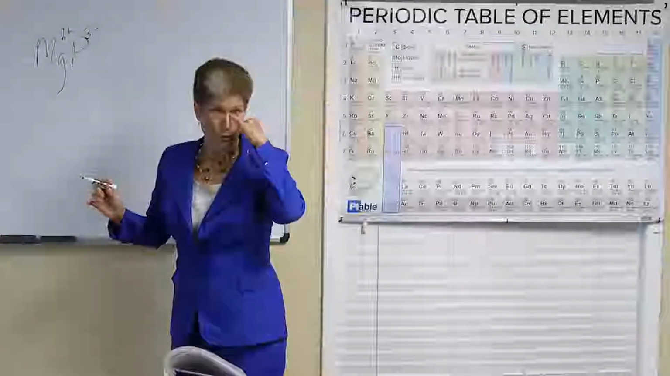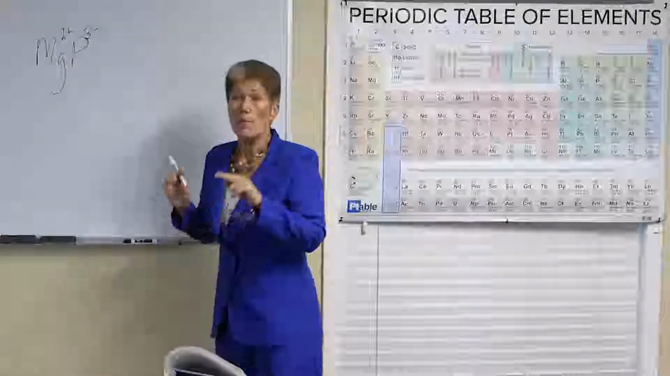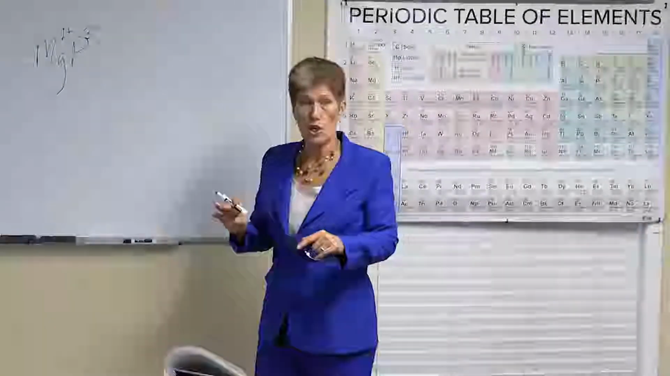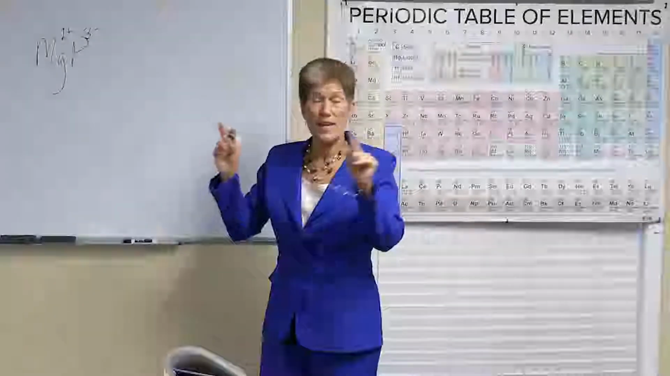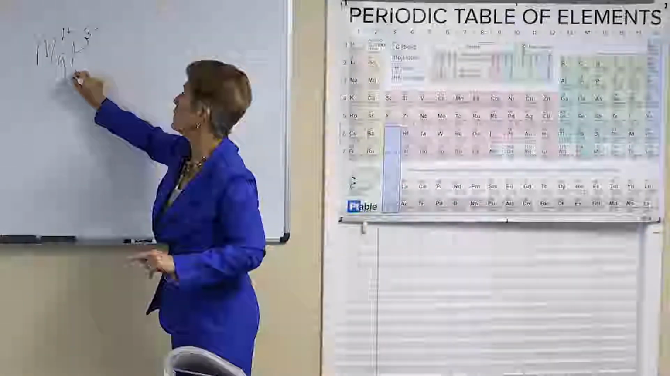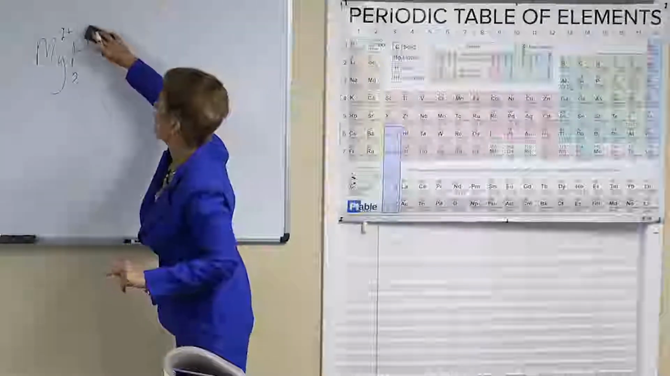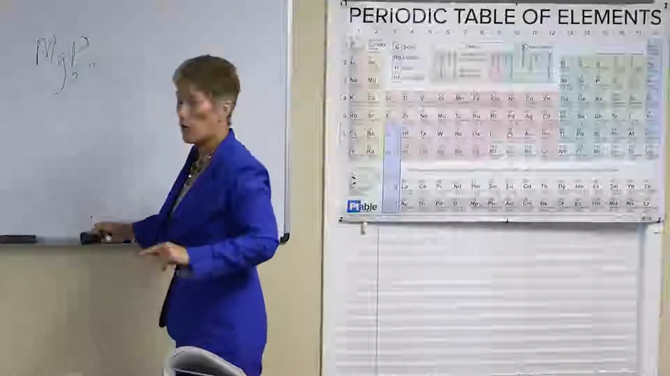And then we learned that you would flip-flop those, but what we're actually doing is balancing out the charges so the overall molecule has a 0 charge. But the easiest way to do that is to flip-flop them. So this one would get the 3, this one would get the 2. We remove the charges, and that would be magnesium phosphide.